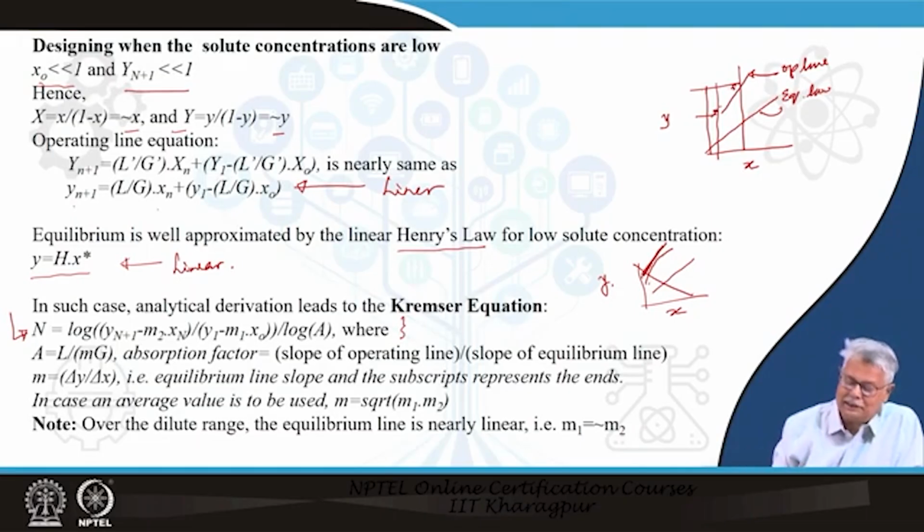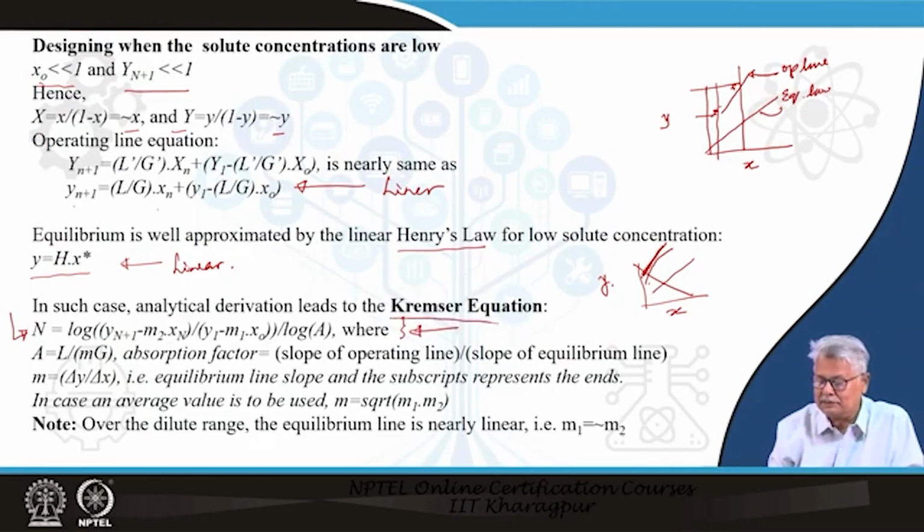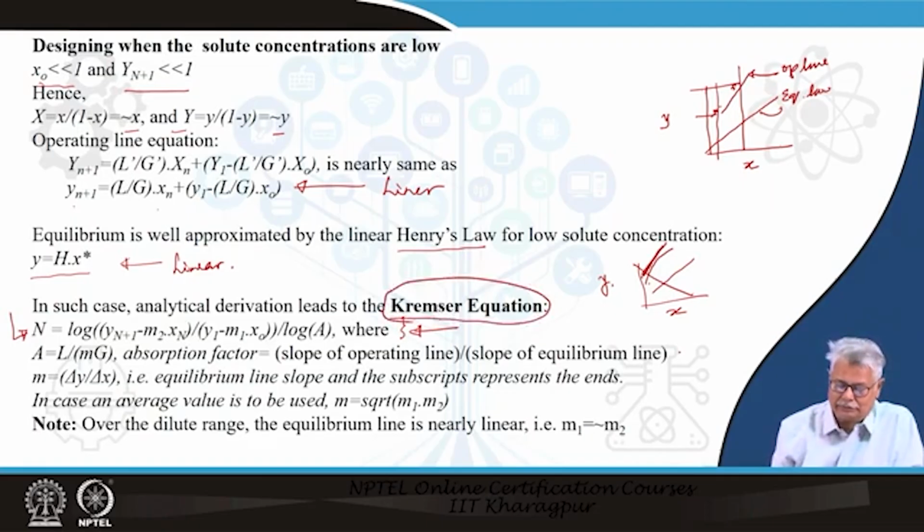So what we find here is the expression is this, and this is called the Kremser equation. It is a very famous equation which is based on the linearity of the equilibrium line as well as the operating line.